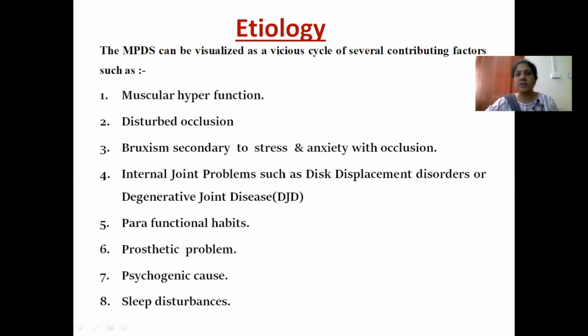What are the different etiologies? Here, the muscle is actually painful. Now the muscle is in hyperfunction. Why is there muscle hyperfunction? Because of disturbed occlusion, bruxism secondary to stress and anxiety and/or occlusion disturbances. Then internal joint problems such as disc displacement disorders, degenerative joint disease, parafunctional habits, prosthetic problems, psychogenic causes or sleep disturbances. Most or all of these may lead to the muscle being in hyperfunction. And so the different etiologies enumerated here will lead to the muscle becoming hyperactive, or more active.